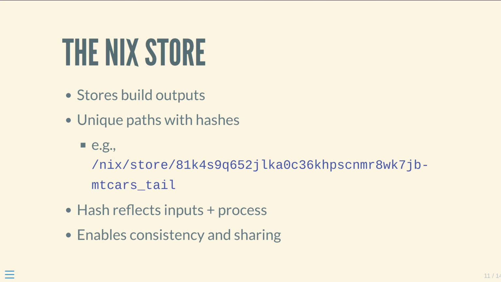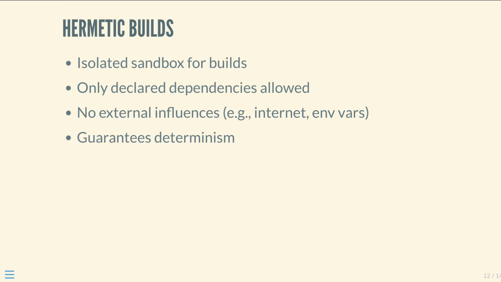The Nix store is where the build outputs are stored. They have unique paths with hashes. Each tool that you build or each data set that you process will end up there with a unique identifier. The hash reflects the inputs and also the build process itself, so this hash uniquely identifies every output. If you change anything in the input, the output will also be different.